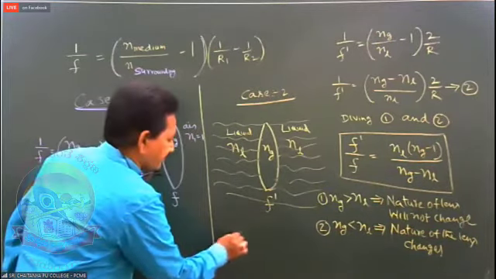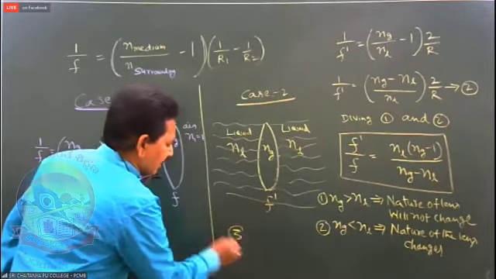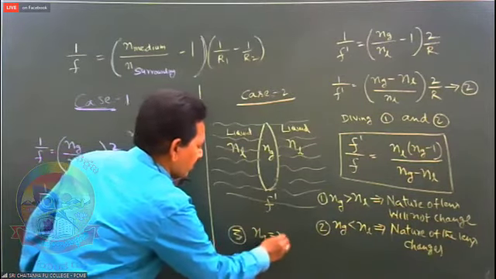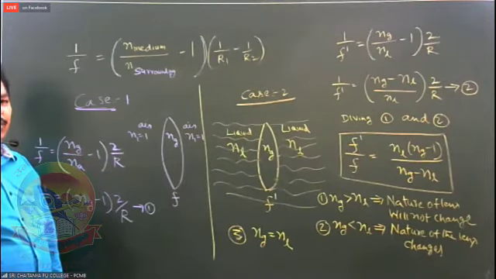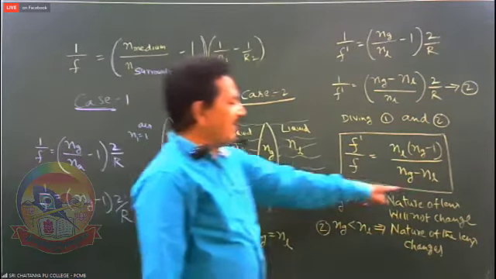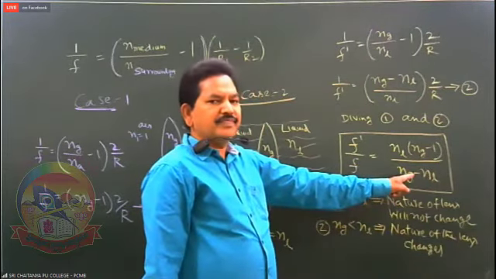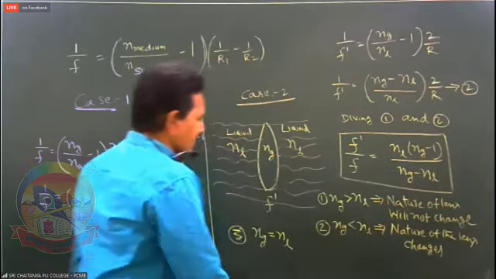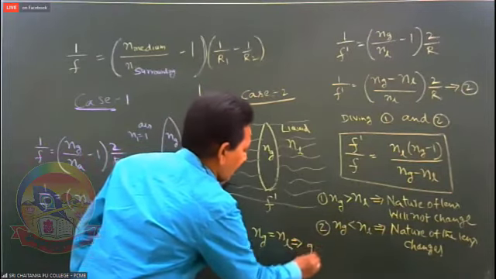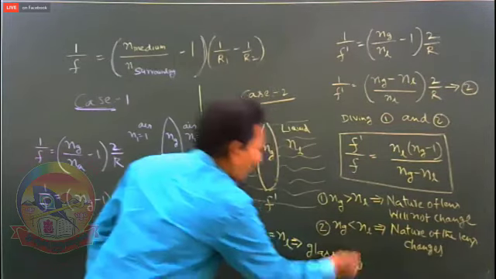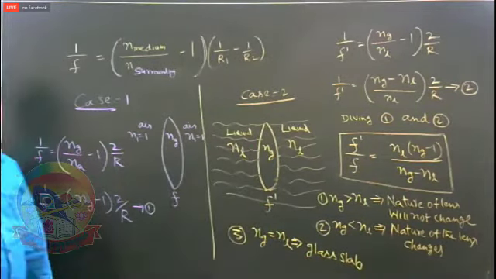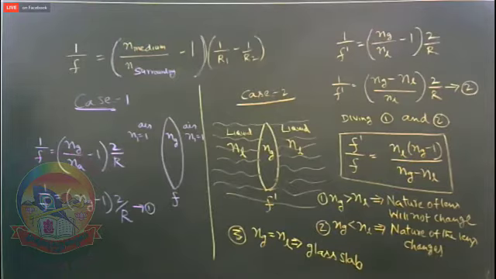Third case: Ng is equal to NL. If Ng is equal to NL, this becomes zero. Then F becomes infinity. Then the lens will act as a glass slab. There is no curved surface; it acts as a plain surface. Glass slab. Most important topic.